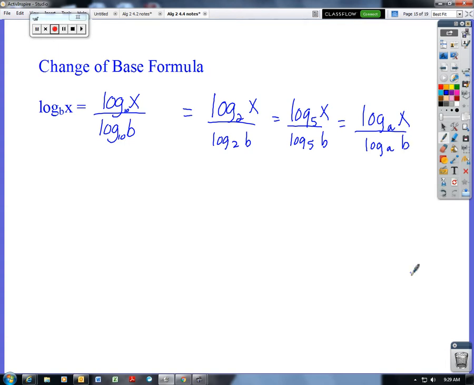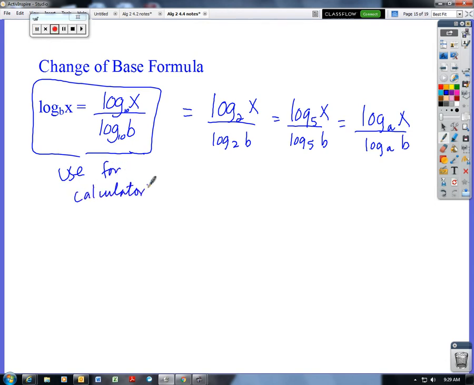And we use this one a lot because we can use our calculator, the log base 10. So this one is quite popular. That's the one we use on our calculator. And these other ones are handy when you're trying to do things in your head, as you'll see here on one of these examples.